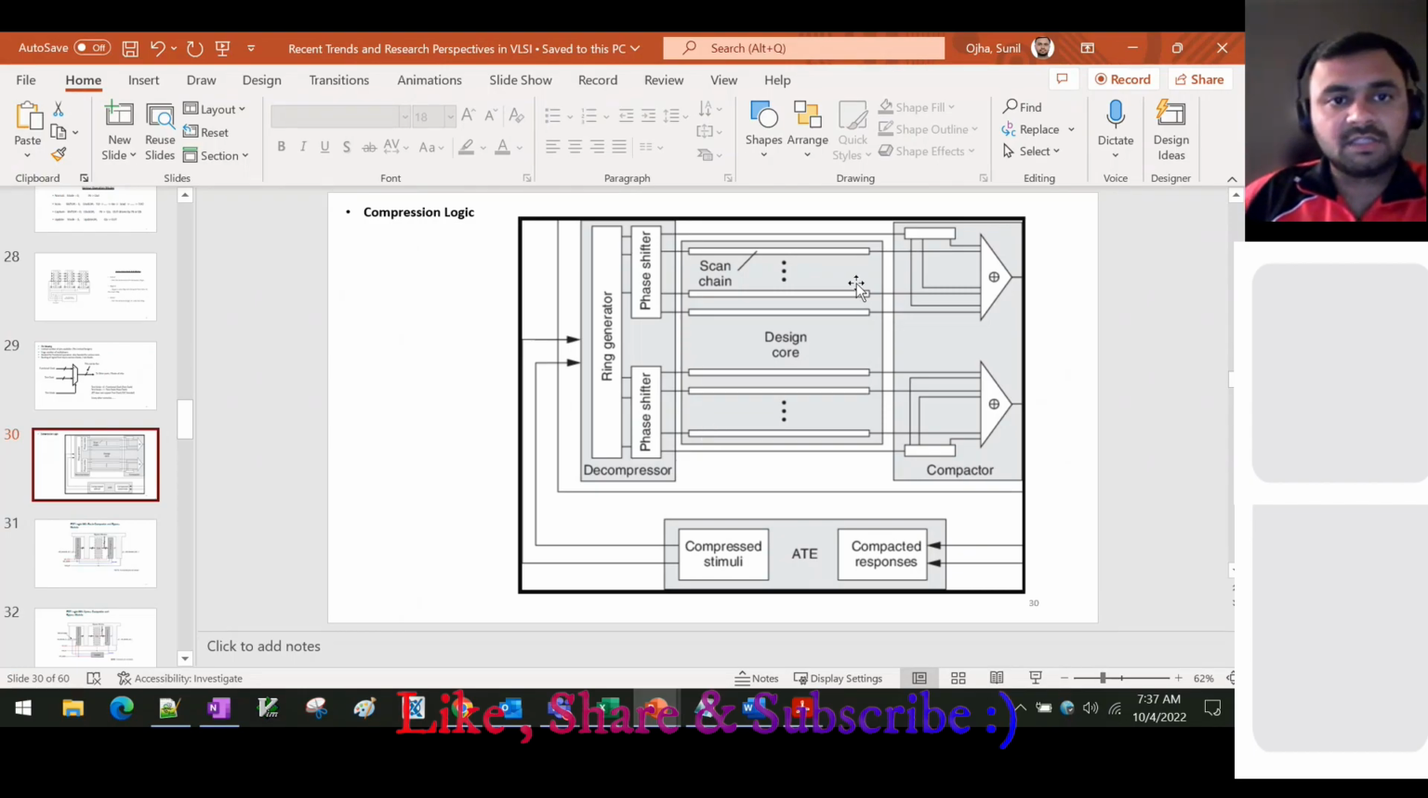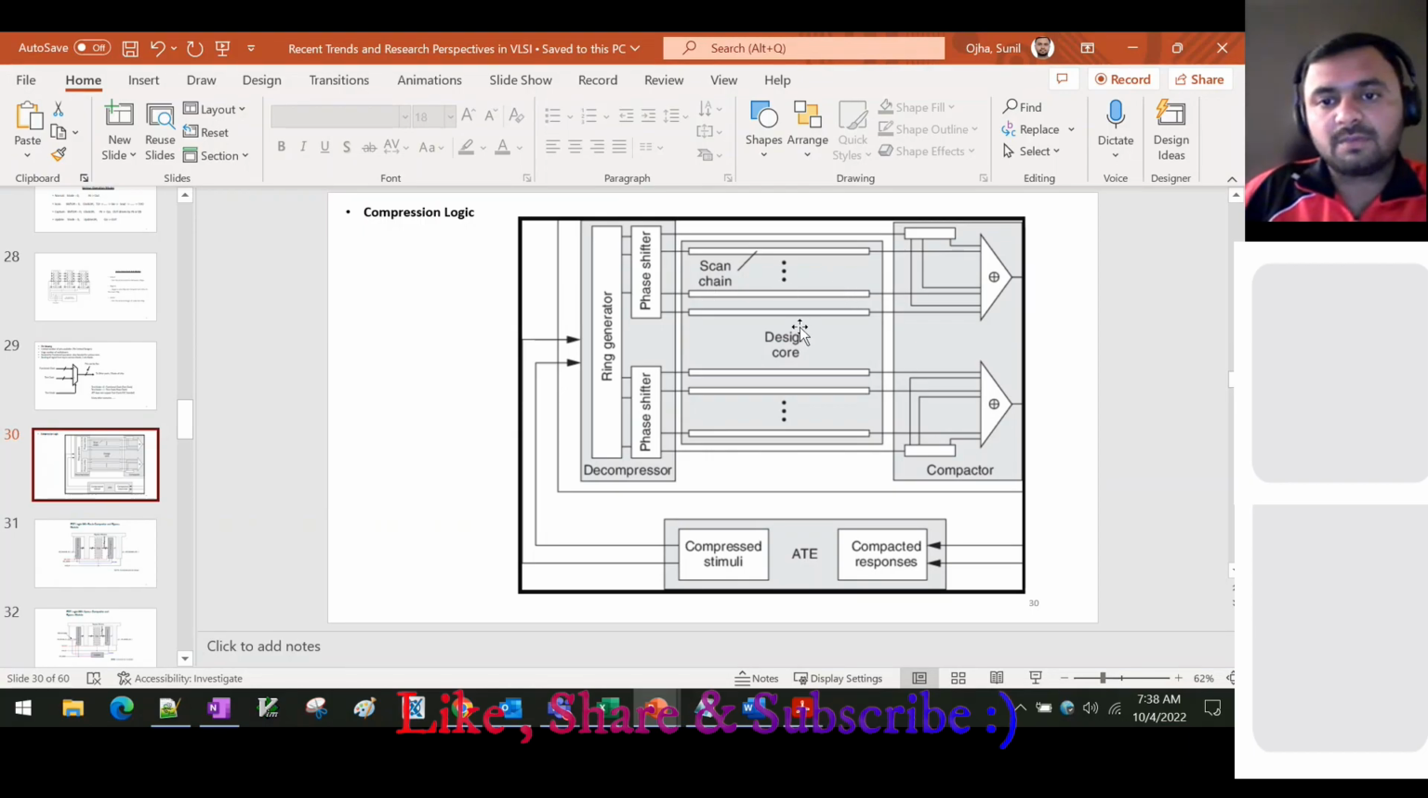Now the third hierarchy is the compression logic, as I told. We have seen the BST, we have seen the pin muxing, now we see the compression logic. In compression, basically you have a decompressor and you have a compactor. These are the two basic elements in the compression logic. Suppose you have millions or billions of gates, so many flip-flops in your design, and you can just imagine them as shift registers. You have so many shift registers, and you want to create a chain using those shift registers.